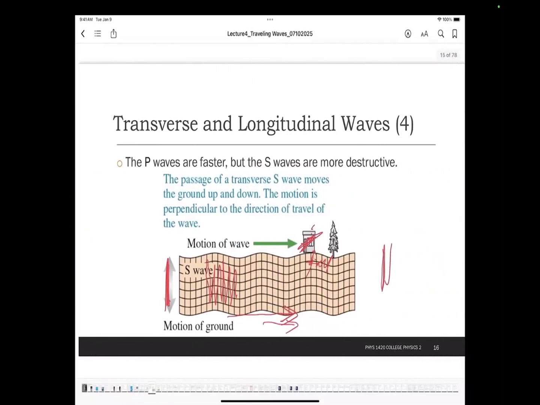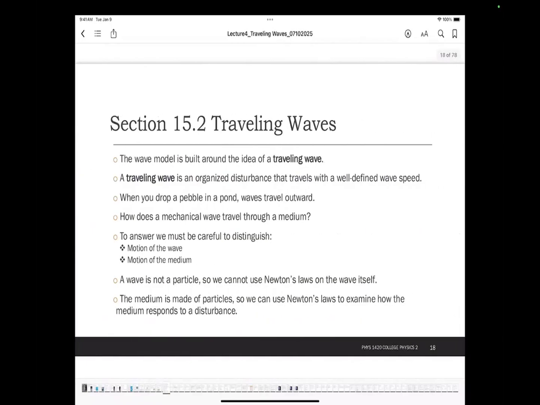Okay, let's see what traveling waves are. Actually, we talked about the wave model. The wave model is built around the idea of a traveling wave. A traveling wave is an organized disturbance that travels with a well-defined wave speed. We will talk about this more.